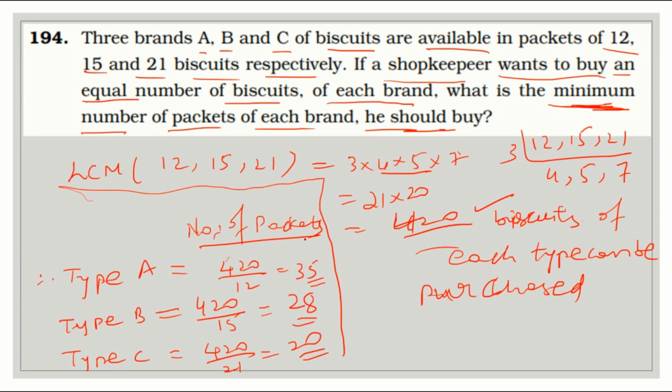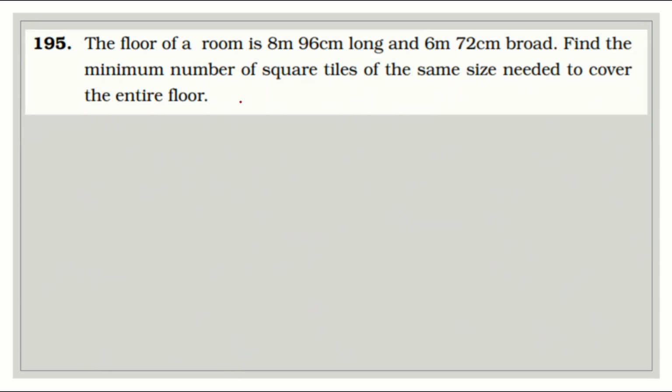So the right answer is 35, 28 and 20 packets of each type to be ordered. Now coming to question number 195. The floor of a room is 8 meter 96 centimeter long and 6 meter 72 centimeter broad. Find the minimum number of square tiles of the same size.